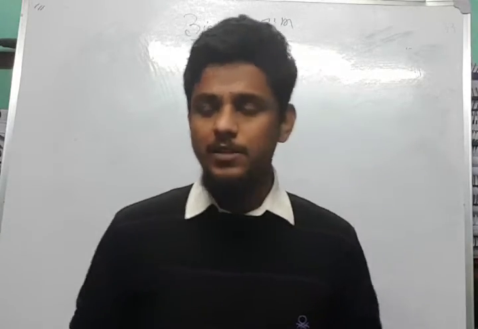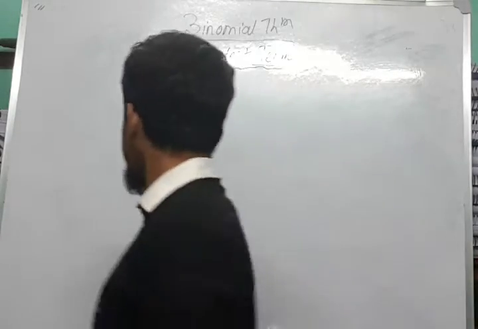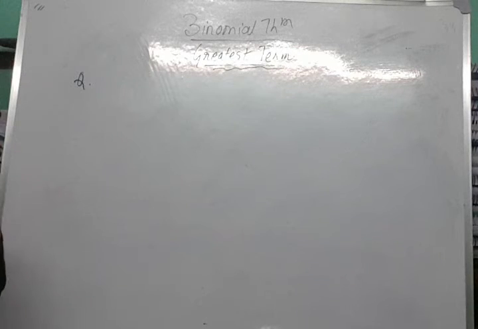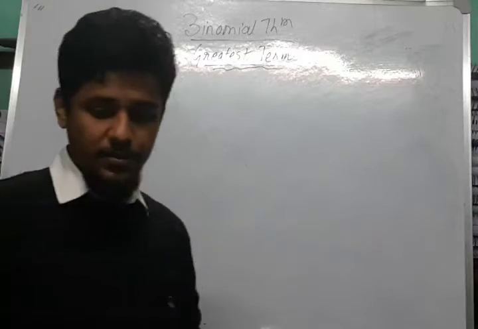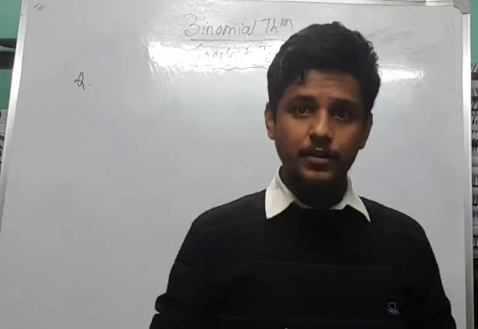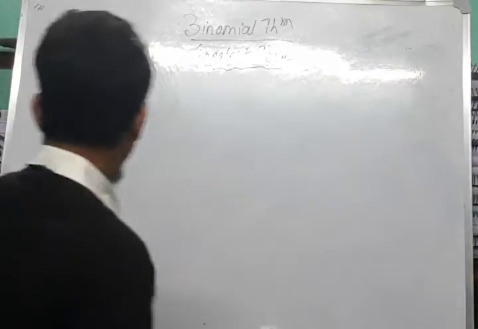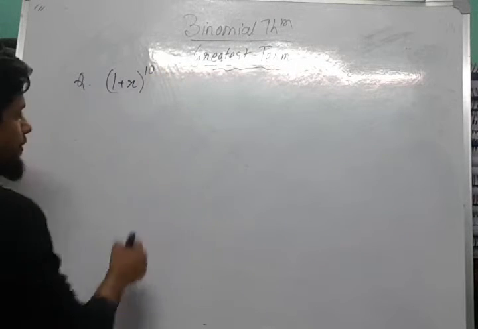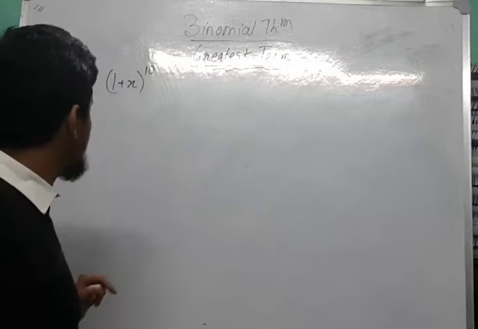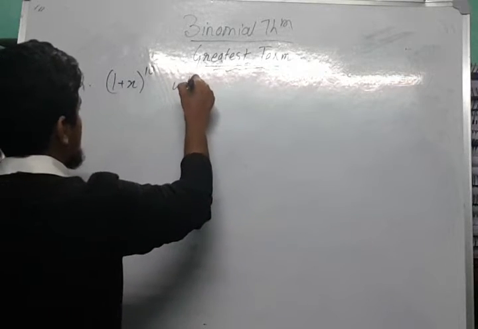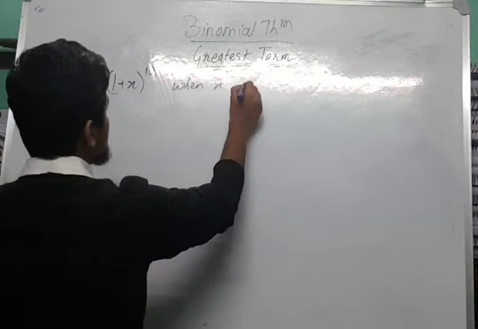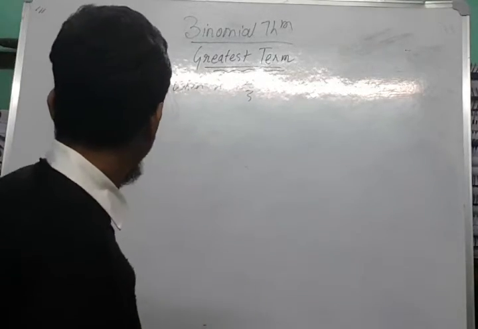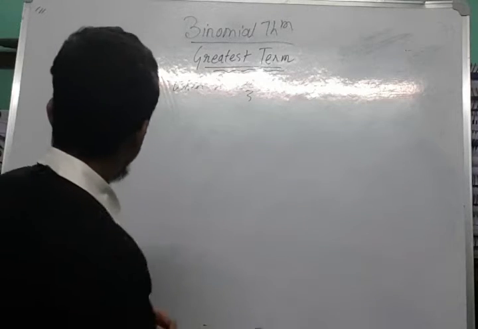So let's begin. Suppose we have an expansion of the form (1 + x)^10. We need to find the greatest term of this expansion when x is equal to 2/3. This is an example that I have picked out from a book. So let's start off with it.